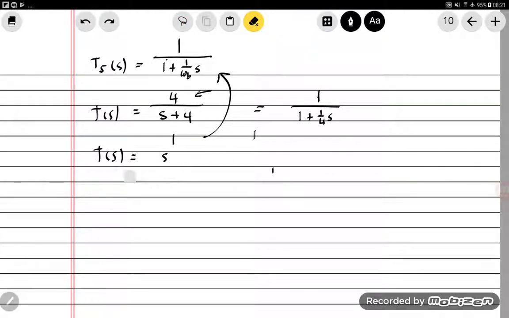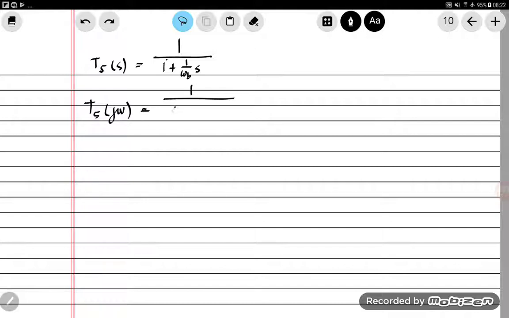I'm going to delete this just for space. So of course the first step is to set s equal to j omega. 1 over j omega over omega b.